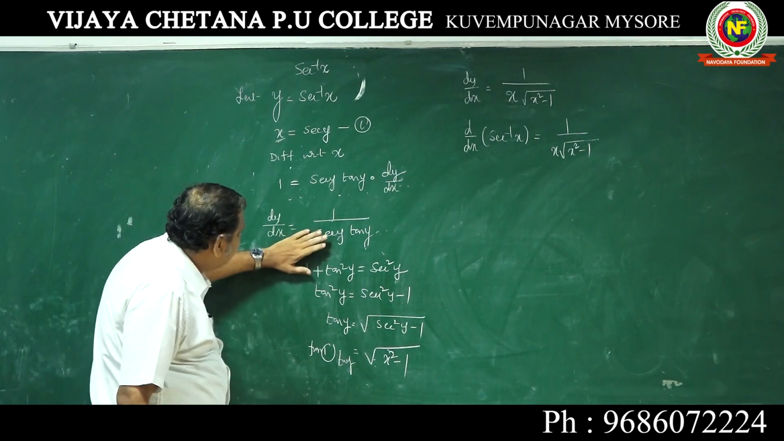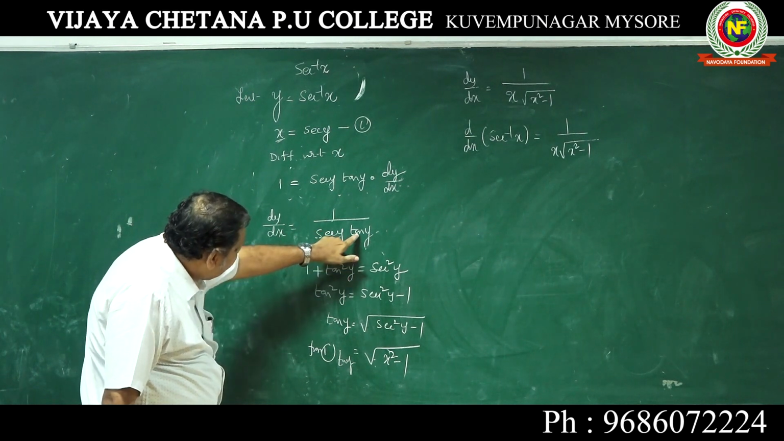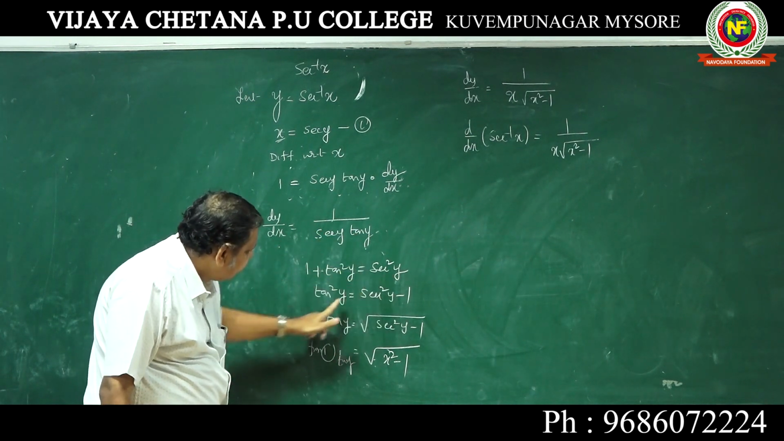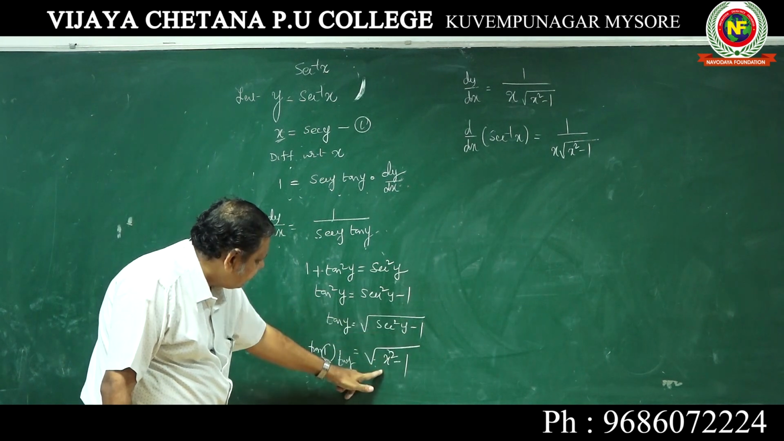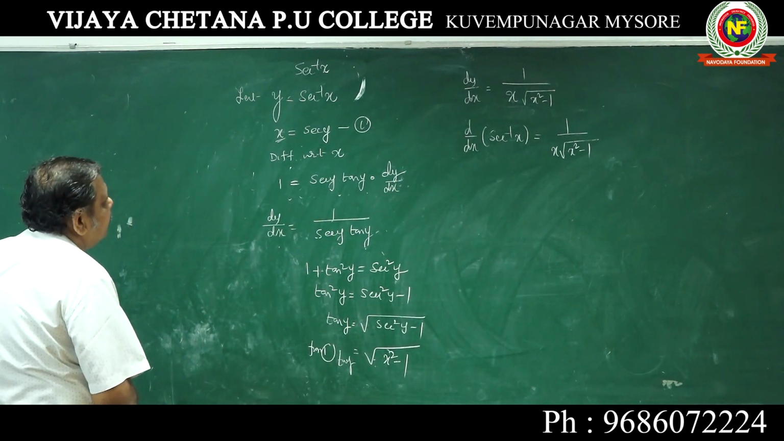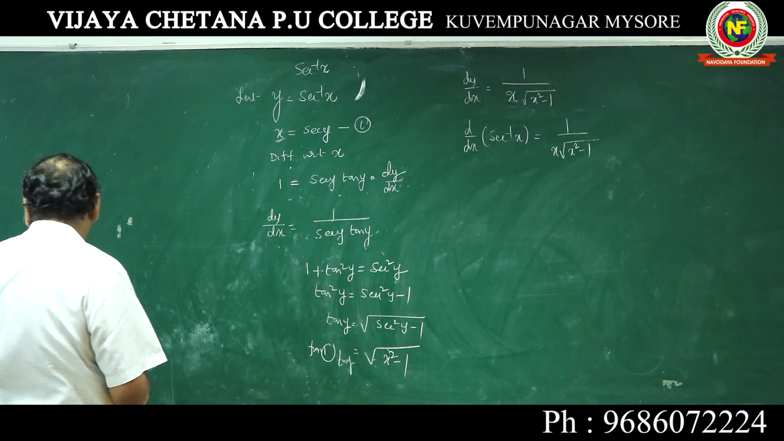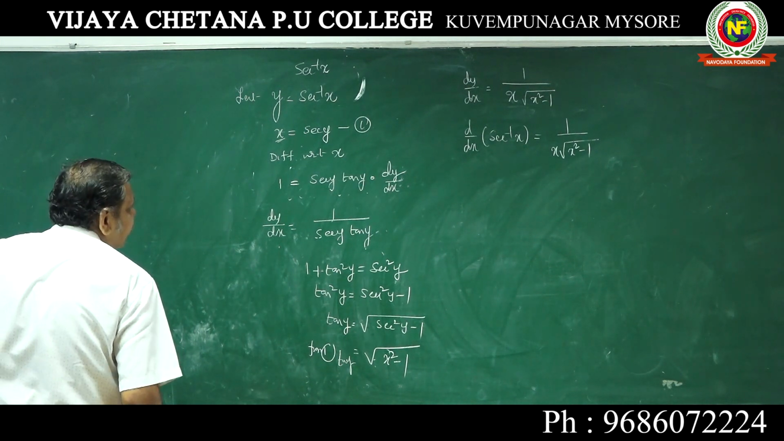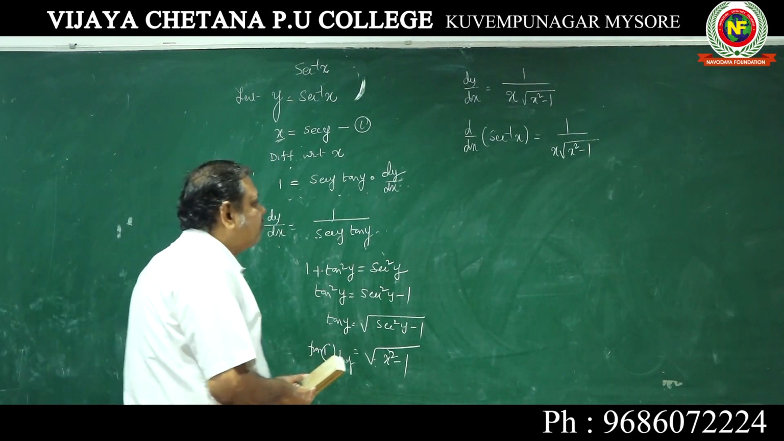Here very important thing: for tan y we have to derive it from 1 plus tan square y equals secant square y, so tan y is root of secant square y minus 1, that is root of x square minus 1. That is what we have done. Very important, d by dx of secant inverse x is equal to 1 over x root of x square minus 1.